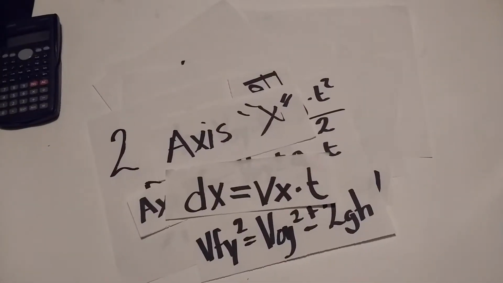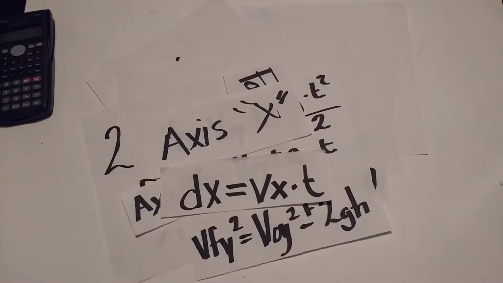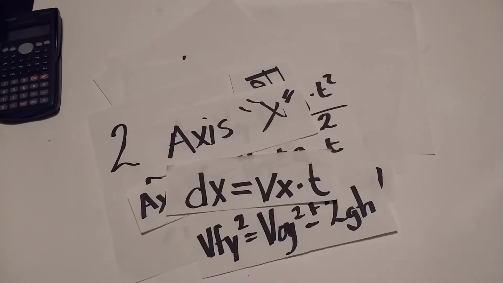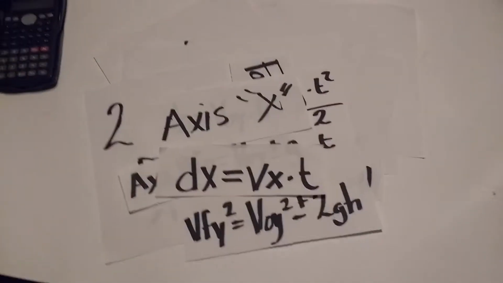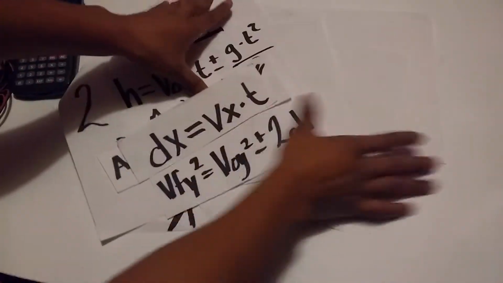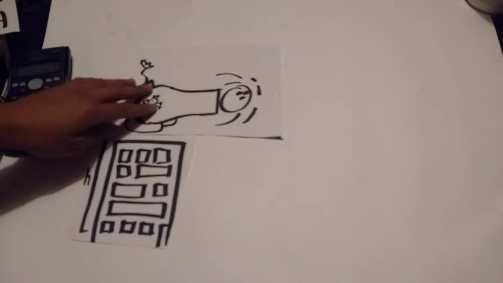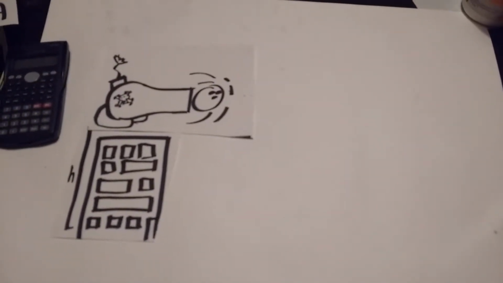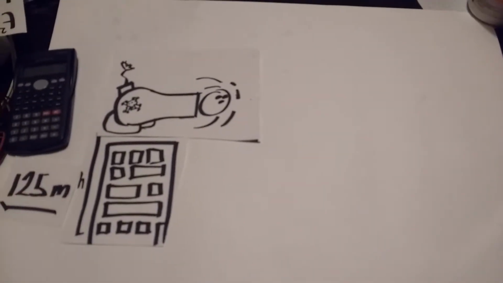Well, let's continue, and we're going to see an exercise to answer together. So let's start. The problem says that there is a building, and on top of the building there is a cannon. Yeah, I know the cannon is bigger than the building, but it doesn't matter. The building's height is 125 meters.